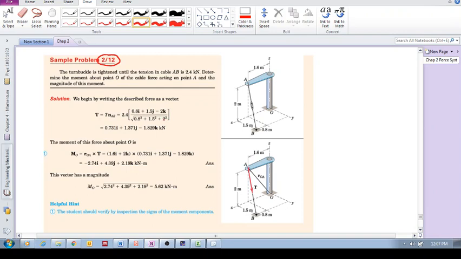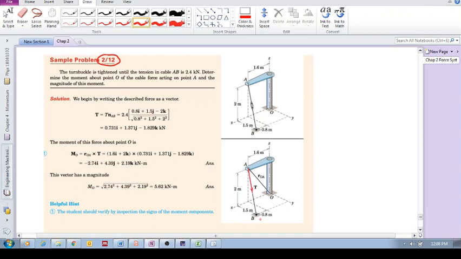So how do you walk from A to B in the X, Y, and Z directions? So it looks to me like you go 0.8 in the X from there, then you go 1.5 in the Y direction, and you go minus 2 in the Z direction, and there's your position vector.